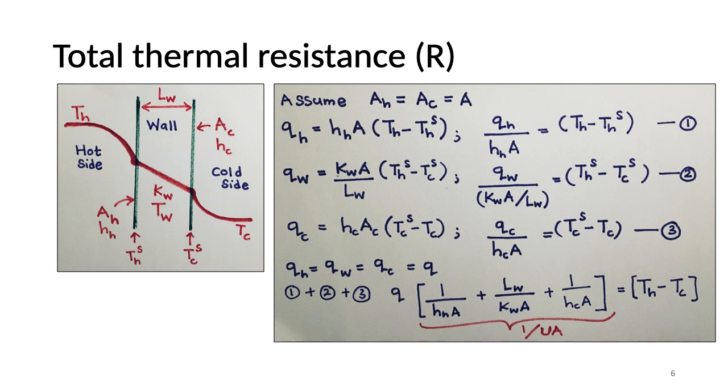The heat flow at the cold side is equal to QC, which is equal to HC times AC times (TCS minus TC), where HC is the heat transfer coefficient at the cold side and AC is the surface area at the cold side. TCS minus TC is the temperature difference between the surface temperature of the cold side and the cold fluid temperature. And the heat flows QH, QW and QC are equal. So we can add these three terms to get the formula for total thermal resistance.